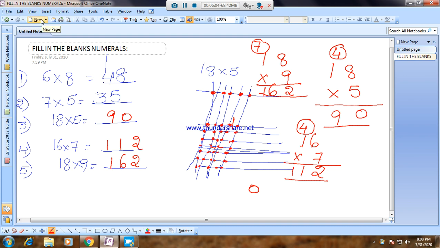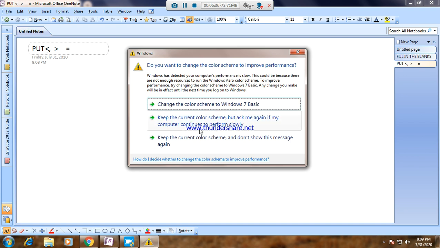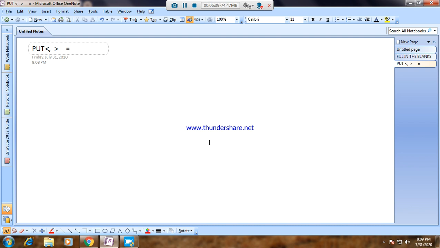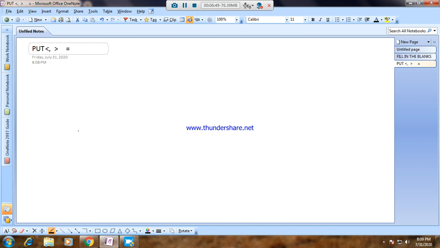Let me clear this. Now you are going to put greater than or less than or equals to symbols. I'll go with black color.